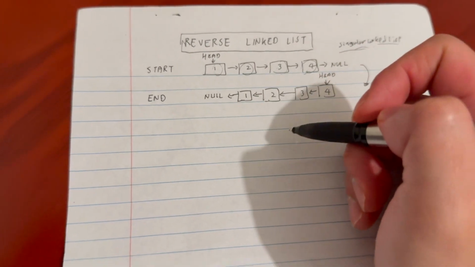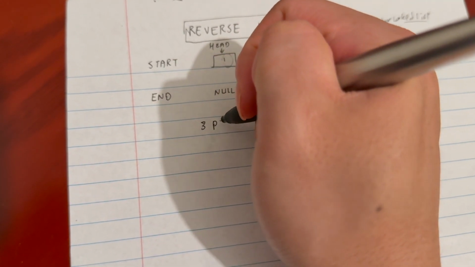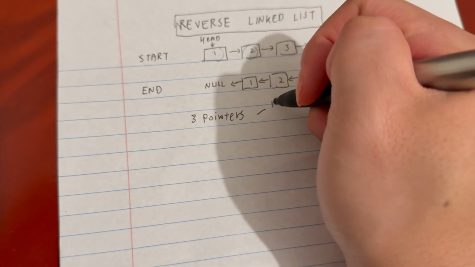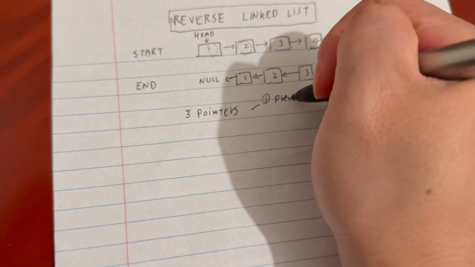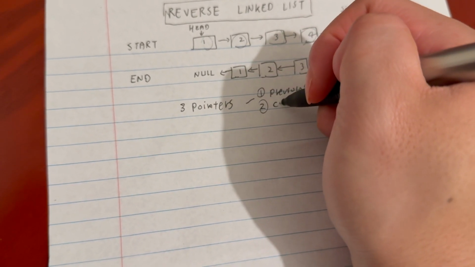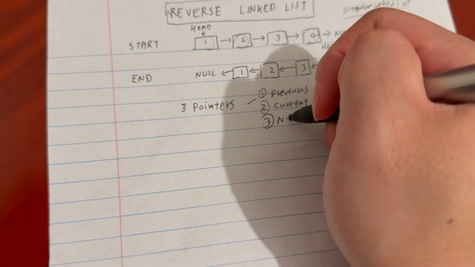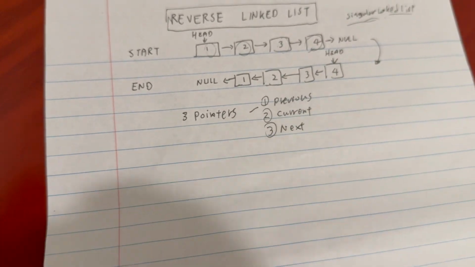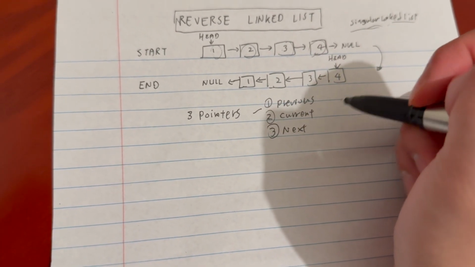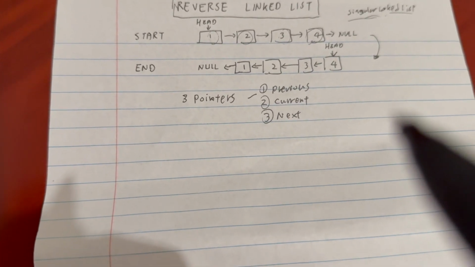One of the things to remember when you're asked to solve this problem is that you need 3 pointers. The first one refers to the previous node, the second refers to the current node, and the third refers to the next one. Okay, you'll see why you need all those pointers as we get into the actual problem solving. So let's go into the next.